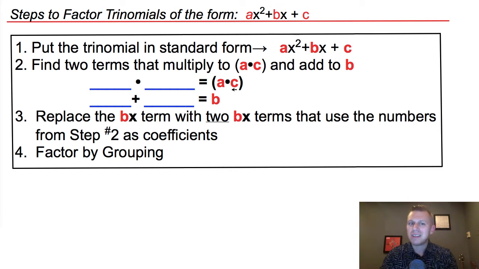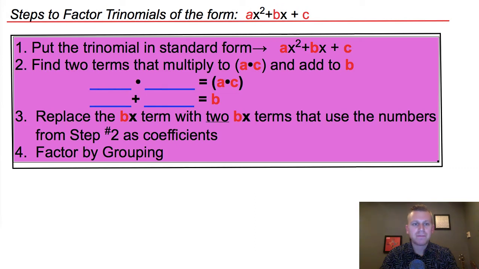Step 3 is a little bit different. What you're going to do in step 3 is replace the bx term, the piece right here, with two bx terms that use the numbers that you found in step 2 as coefficients. And after we've done that, what we'll have is 4 terms, and we'll factor by grouping. Let's look at an example.